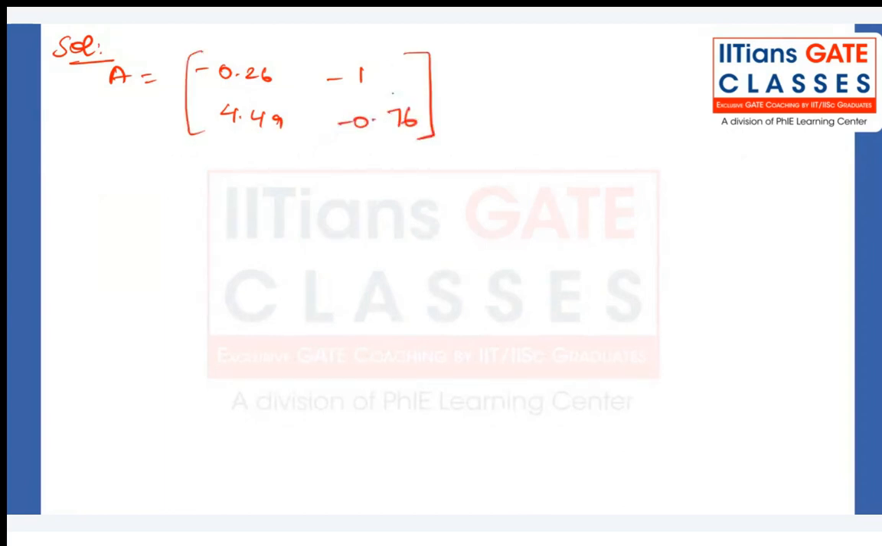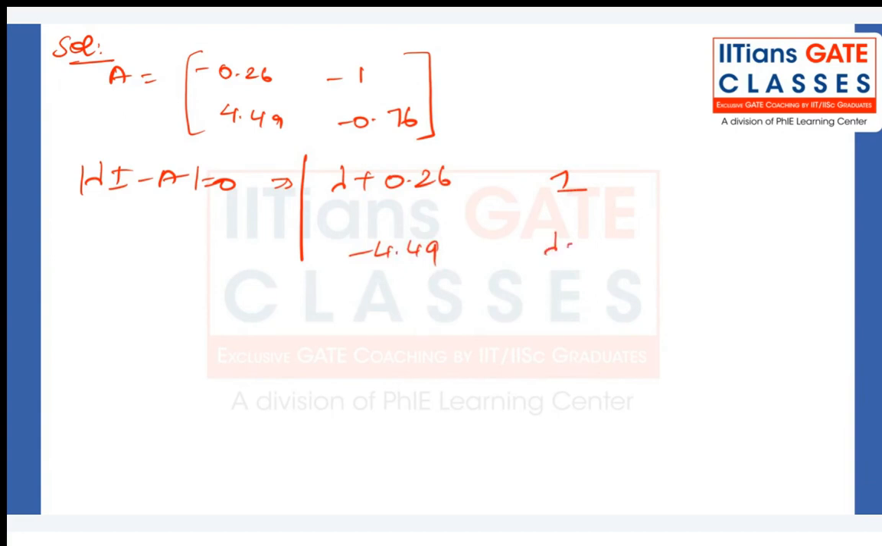So this is our matrix, isn't it? Okay, let's keep that. Let's simplify the roots first. So let's take out the characteristic equation. What I have is the determinant of lambda I minus A equal to 0, correct? Which means I will have: lambda plus 0.26 times lambda plus 0.76, plus 4.49, and this is equal to 0.